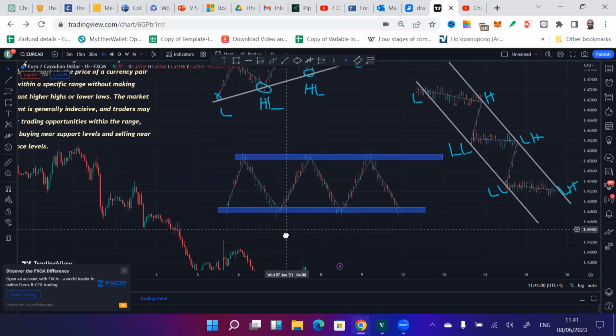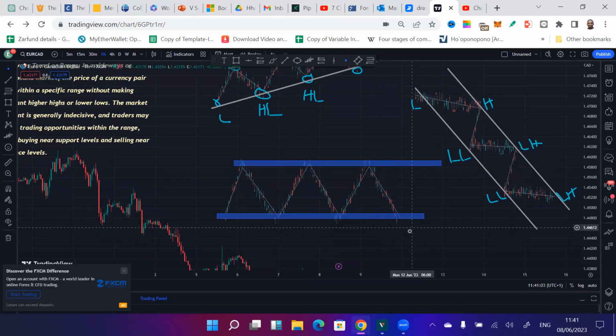Number one is to wait for price to break out of the range. We talked about before the breakout, we said price is going to go up and down within a roof and a floor, right?